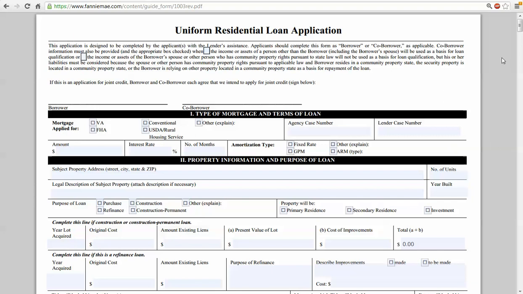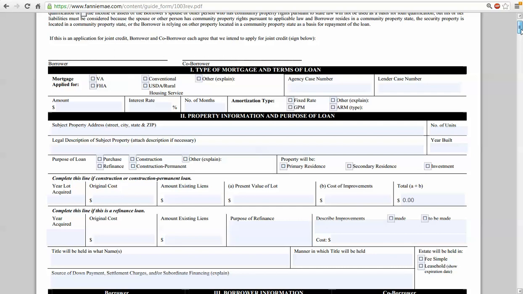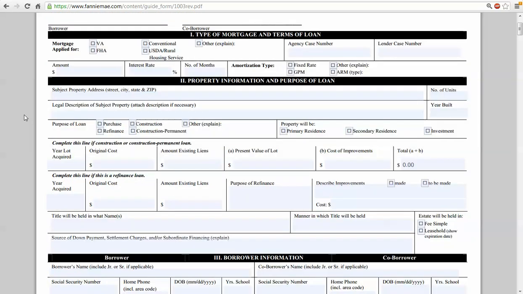The first section is the type of mortgage in terms of the loan. If you're applying for a loan, you may not know what type of loan product you're going to be applying for, or the terms of the loans. Every loan is different. You may know the loan amount. So say you're purchasing a home for $400,000 and putting a down payment of $100,000, well, the loan amount will be $300,000. So you can put that in the box there.